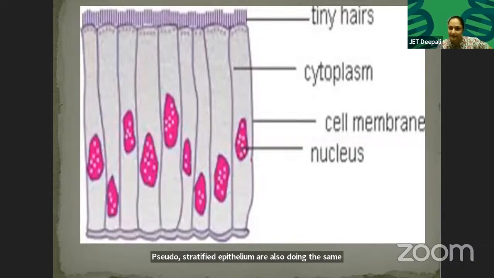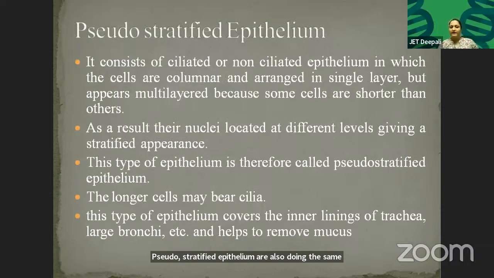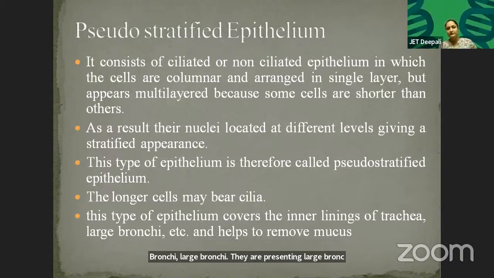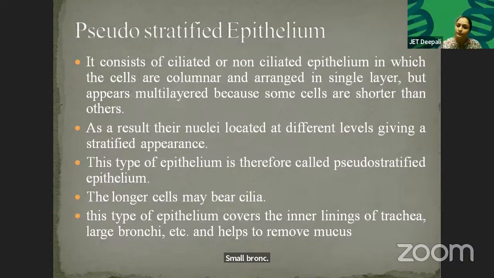They are present in the trachea, bronchi, large bronchi. They are present in large bronchi. The earlier one is present in small bronchi. The linings of the trachea, and it helps to remove mucus.